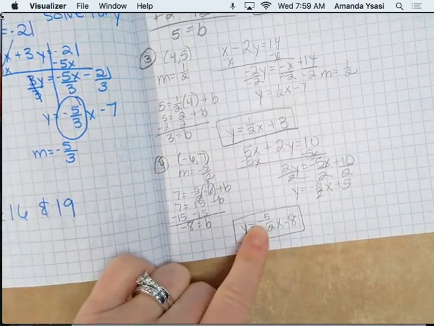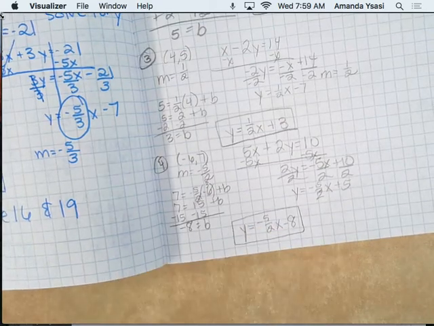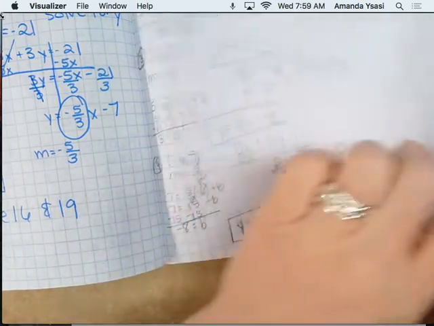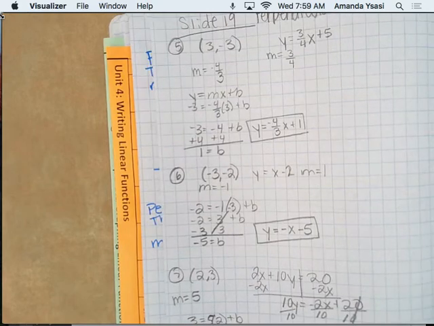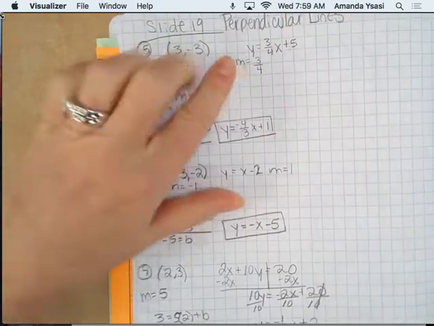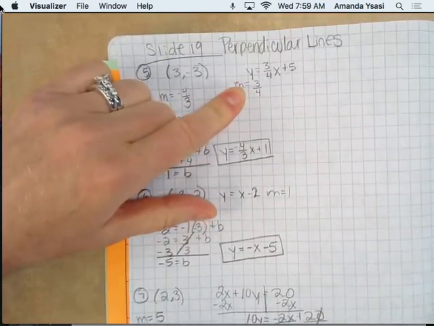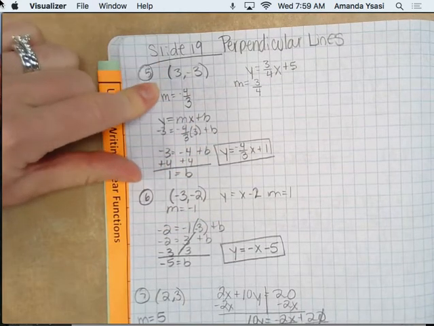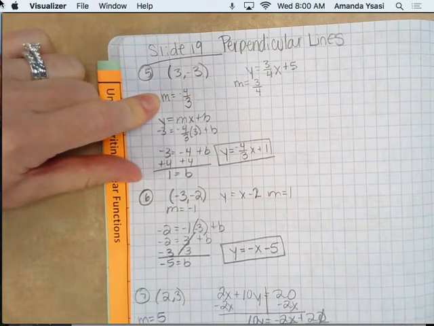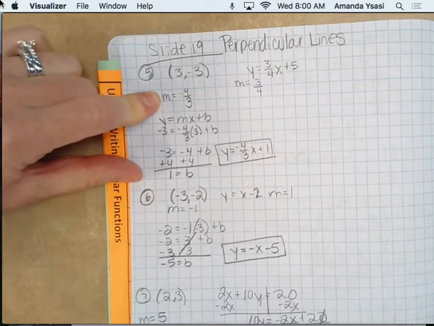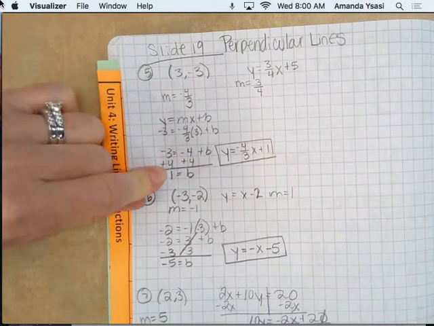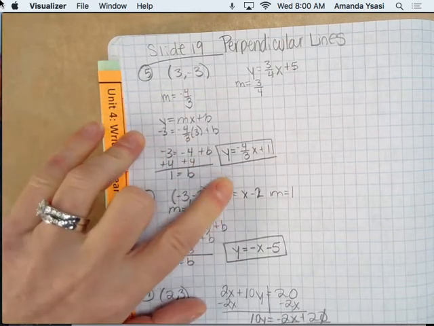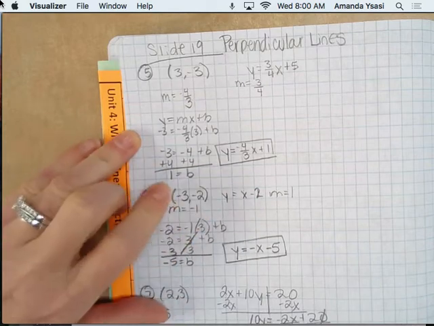4, y equals negative 5/2 x minus 8. 5, y equals negative 4/3 x plus 1. Because you're flipping it and changing the sign. So see how this is 3/4? So our new one, which I wrote right underneath, is negative 4/3. I just flip it, and then I change the sign. Then I work it out the same way I worked out the other ones. y equals mx plus b. Find out what my b is, and then rewrite my equation, mx plus b.